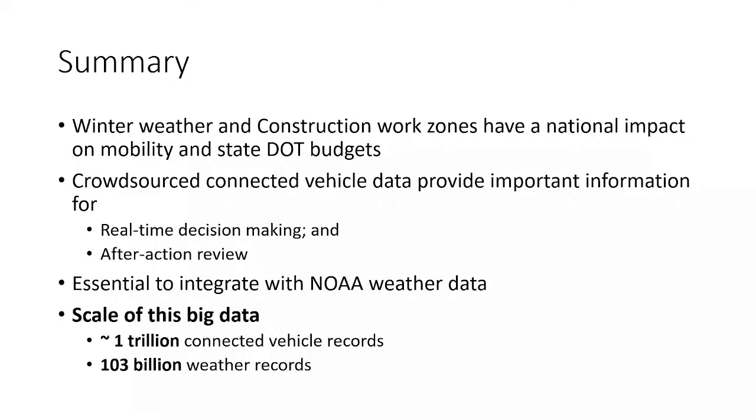To summarize, winter weather and construction work zones, as we know, have a national impact on mobility, and this study was our attempt at using connected vehicle data to provide a national outlook at interstate mobility, and how easily this could be done in real time or as an after-action review. Crowdsourced vehicle data can provide important information for real-time decision-making and after-action reviews. And we believe it's essential to integrate with weather data to correlate how weather actually impacts mobility. Just to show the scale of this data, this is 1 trillion connected vehicle records and 103 billion weather records.